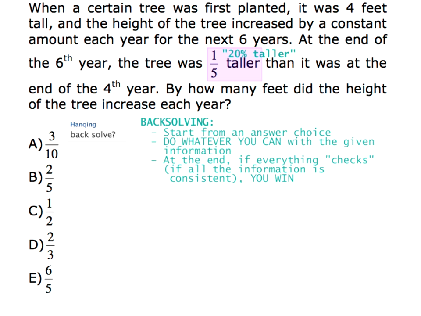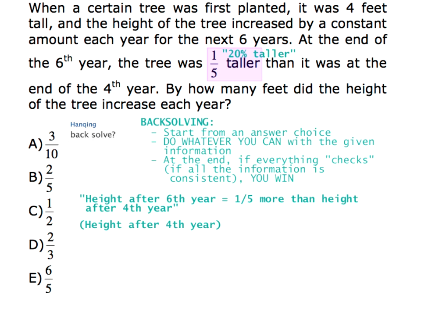Exactly. So the height after the 6th year is 1/5 more than the height after the 4th year. What that means is that if you took the height after the 4th year, then you're just adding another 1/5 of that.